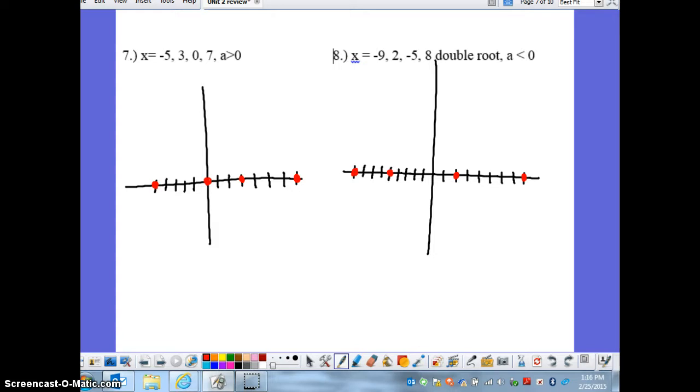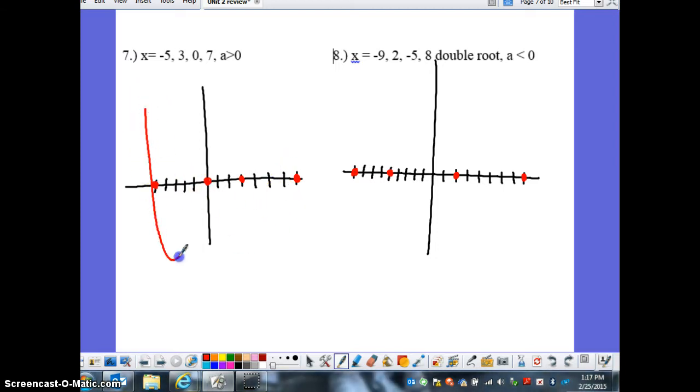So number 7, I notice that there are 1, 2, 3, 4 different x values given to you. So that means that this is an x to the 4th. Tells me that a is greater than 0, so that means this is going to be a regular x to the 4th. So it's going to look like a W. So it's going to come down. It's going to pass through each one of these points. Right? None of them were a double root, so none of them are going to bounce. It's just going to pass through each one of those points.